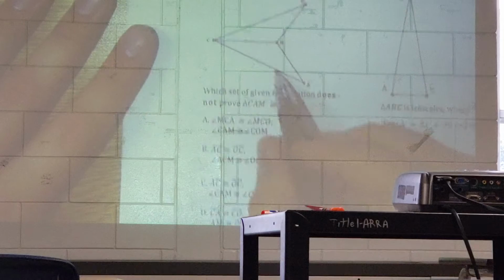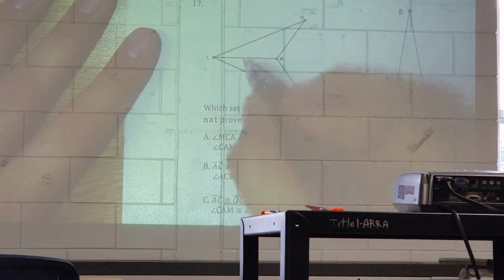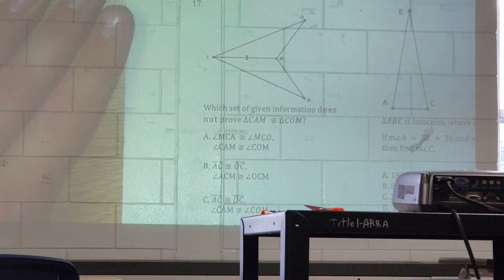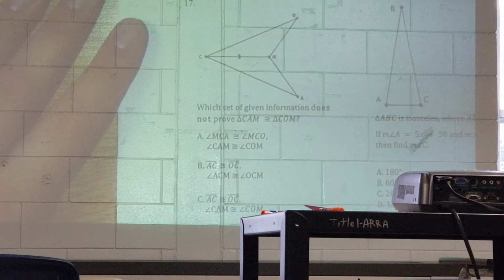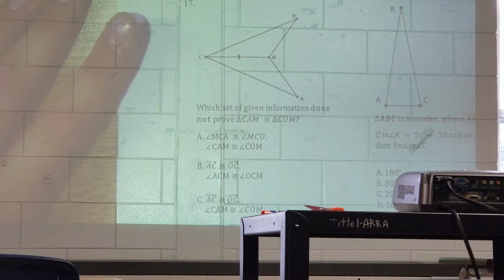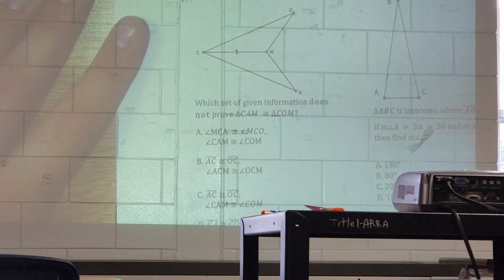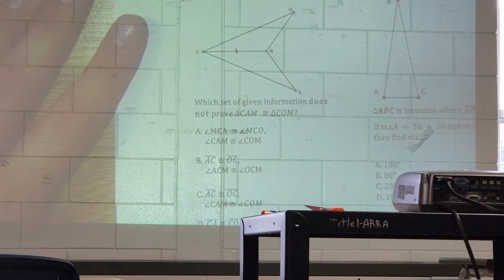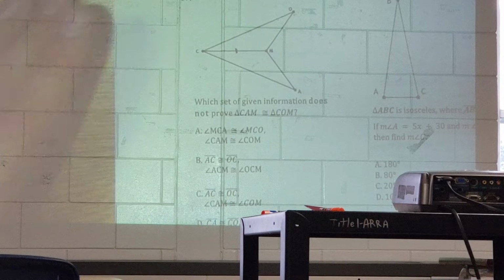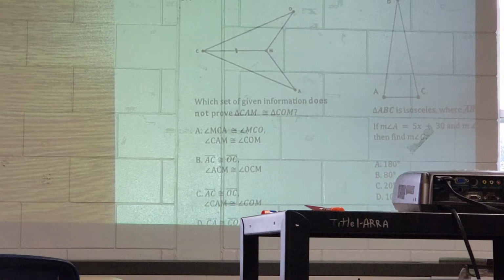Well, one thing I noticed before I even plug anything in, look at CM. CM is congruent by the reflexive property. It has to be because they're shared sides. So I'm going to mark that immediately. And then we're just going to plug this all in, and we're looking for one thing. We're looking for the ASS theorem or the SSA theorem. If you can find that theorem, then you know that you found the invalid one.